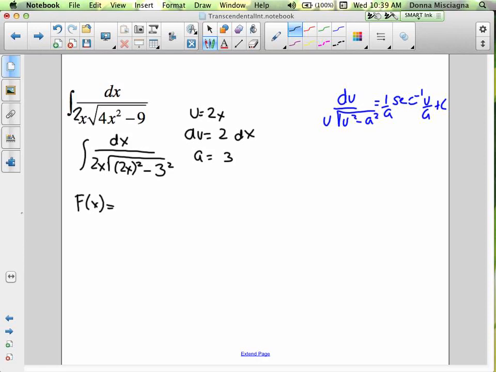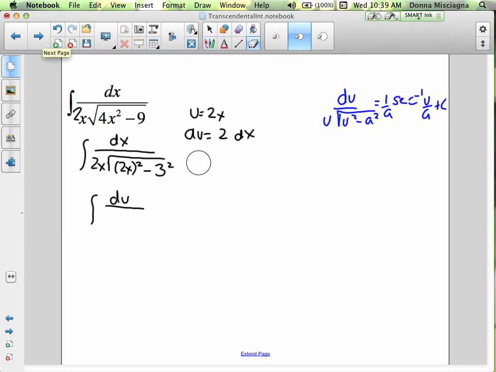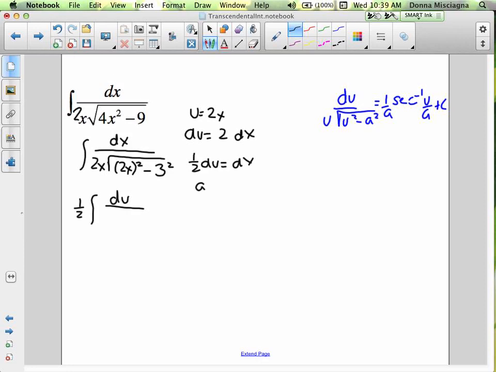Let's put it right out in front. Equals the integral of du. Actually, let me not put the f of x in until after I integrate because I've got now u's in here. I don't like to mix up variables. That's not great. All right, so let's take care of the du because we don't have that 1/2. So 1/2 du equals dx. Let's get the 1/2 out there. All right, and then the a is 3.